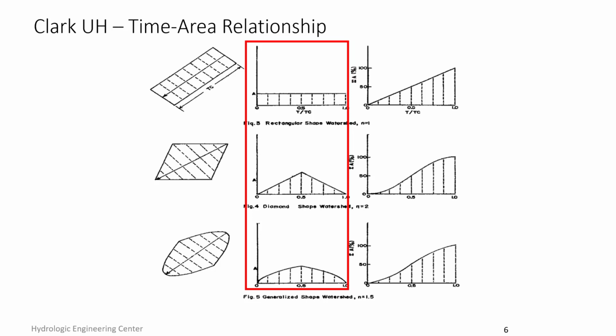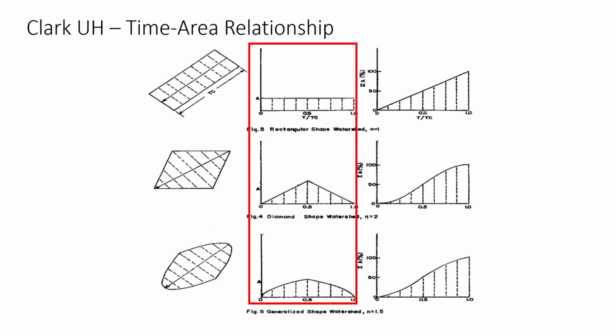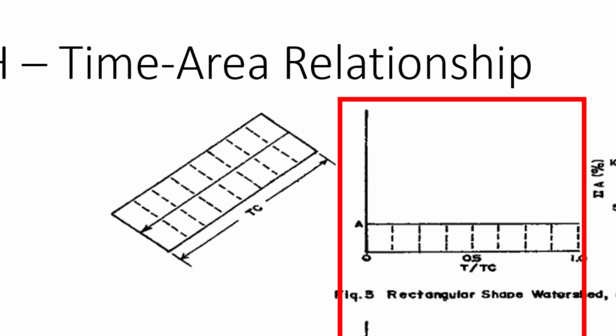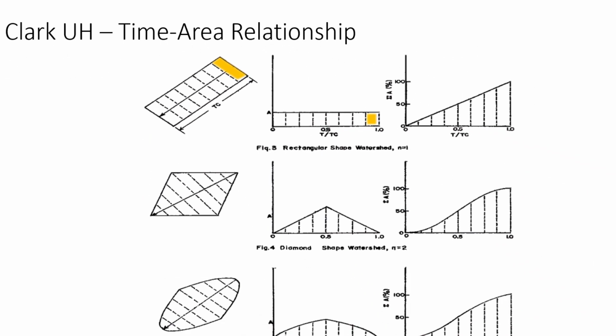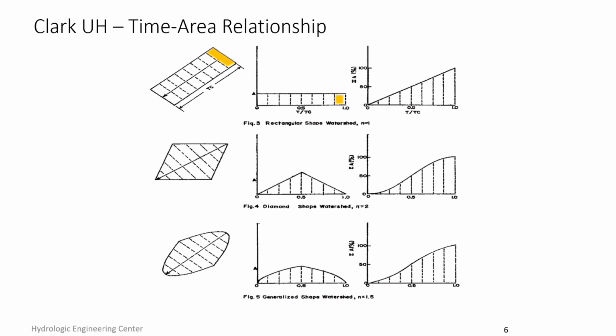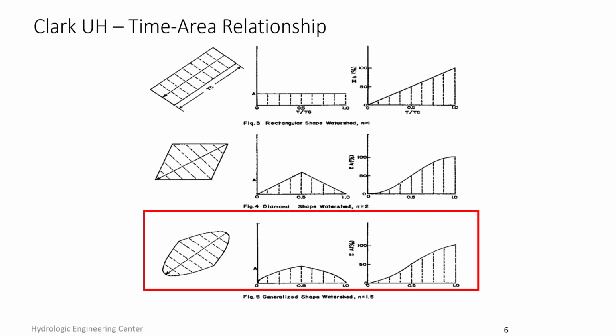If you increase your time of concentration, you increase the amount of time it takes for each of your isochron regions to reach the watershed outlet. If we use the rectangle watershed shape as an example, the first region in the rectangle is closest to the outlet location and would appear first in our time-area relationship. The last region in the rectangle, which is equal to the time of concentration, would appear last in our time-area relationship. As you noticed, the time-area relationships can vary based on watershed shape. The default in HMS utilizes this generalized oval-shaped pattern.